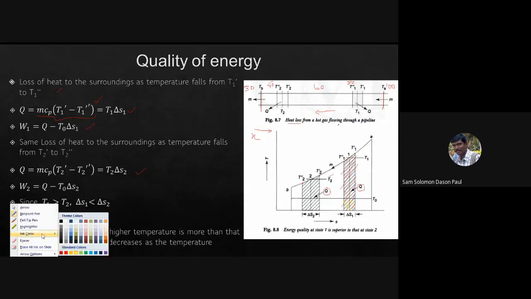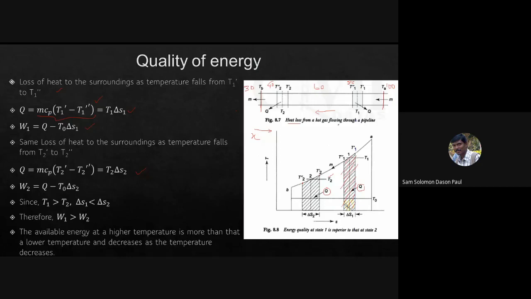I'm sitting at a desktop here, so I don't have very good colors to show the difference. But this small rectangle or quad shape, T naught into delta S1, is the amount of heat rejection. Of the total heat that is being lost, some can be converted into work, and what can be converted into work is Q minus T naught into delta S1. So that is W1. Similarly, you can also find W2, which is Q minus T naught into delta S2.